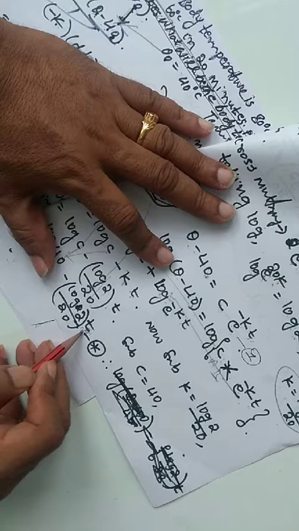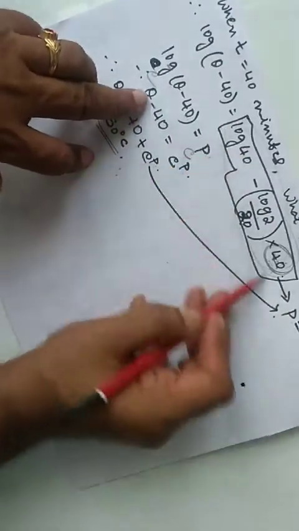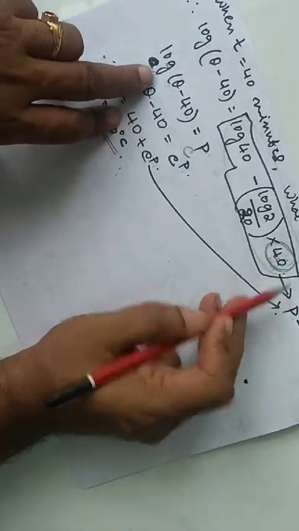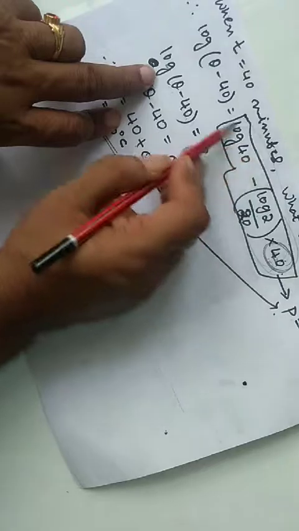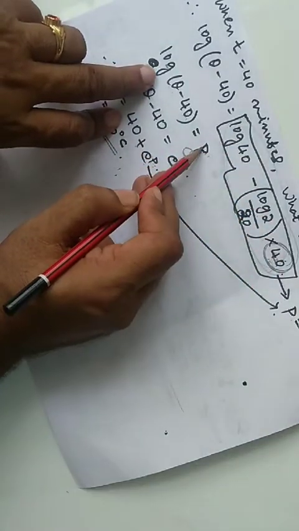What is that? From where? Here. I told you, T is equal to 40. I have to substitute. I have substituted. So what is this? This is some number. Let us call this number some P. This number you will get, say, some 100. Let us call that P. So I have written that P.